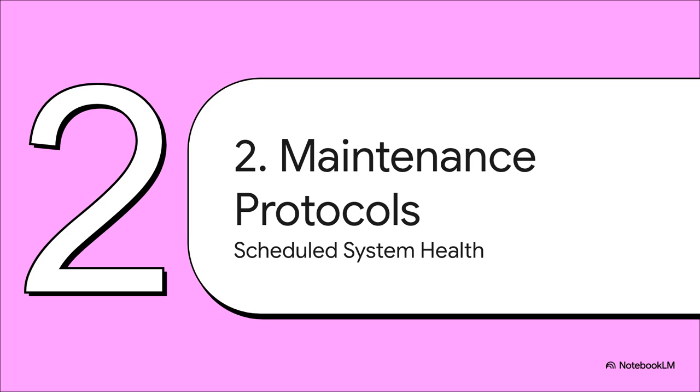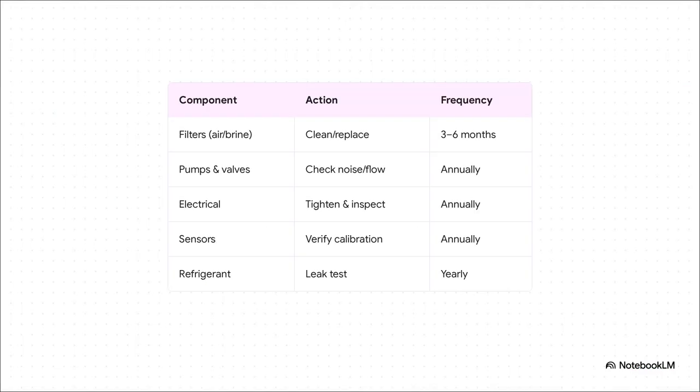Section 2 addresses preventative maintenance protocols. This section details the scheduled actions required for system health. Adherence to these protocols is critical for preventing component failures, mitigating performance degradation, and maintaining warranty compliance. This table outlines standard preventative maintenance tasks.